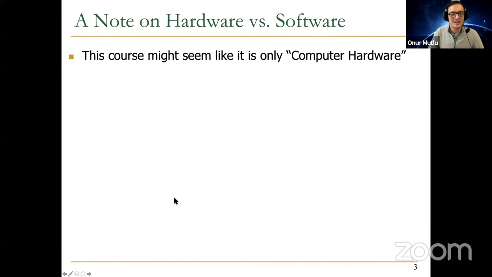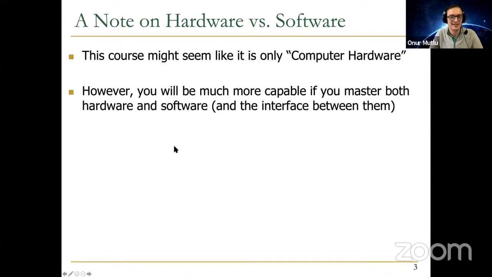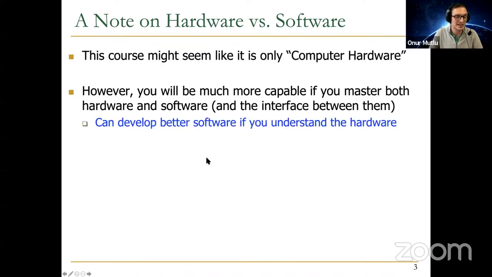Okay, before we start, I should also remind everyone that this course may seem like it's only computer hardware, but hopefully it's clear to you based on what you've discussed earlier that you will be much more capable if you master both hardware and software and the interface between them. And we're going to try to look into the software a lot as well. You can develop better software if you understand the hardware.